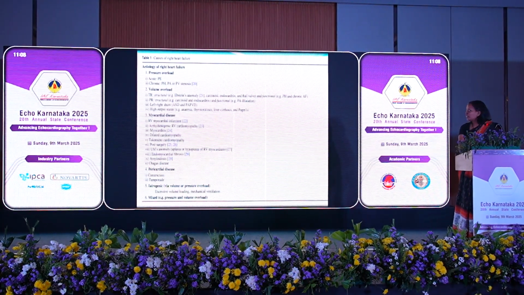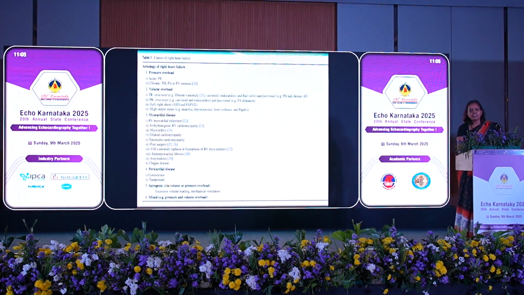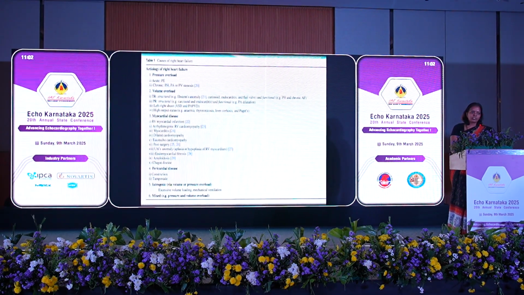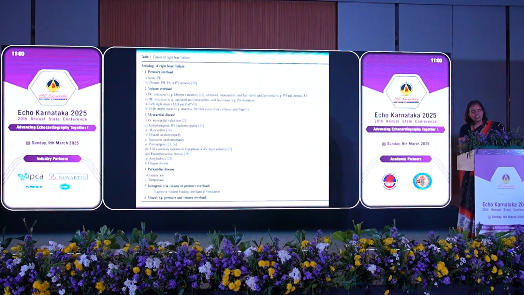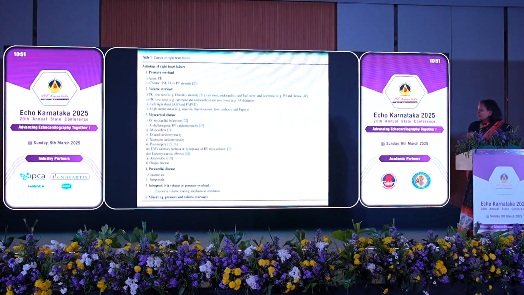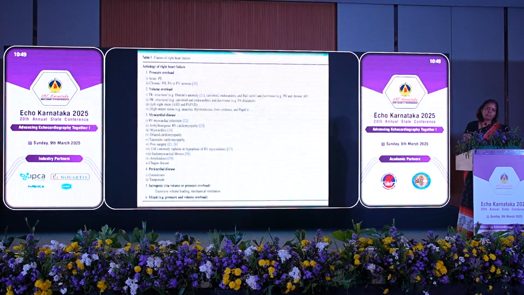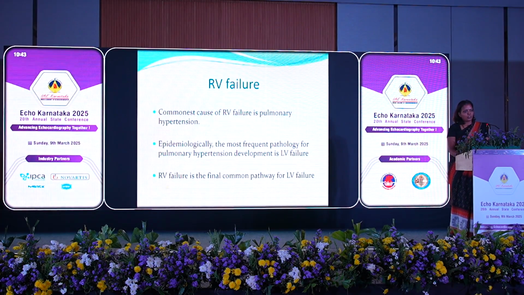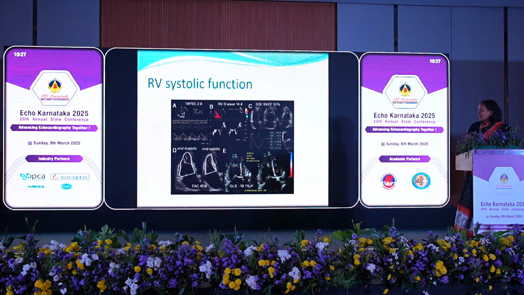And volume overload is because of tricuspid regurgitation or pulmonary regurgitation, either structural or functional, and many congenital heart diseases. And myocardial diseases, there are umpteen, especially RV myocardial infarction, arrhythmogenic RV cardiomyopathy, myocarditis, and so on and so forth. The commonest cause of RV failure that we all know is pulmonary hypertension. But epidemiologically speaking, the commonest cause of pulmonary hypertension is LV failure. So RV failure is the final common pathway for LV failure. So that is why we have to assess RV failure.